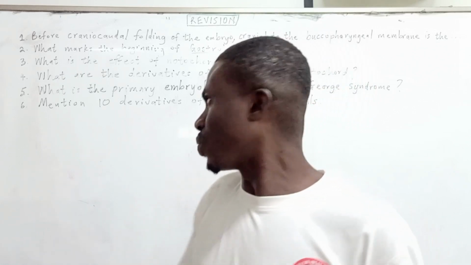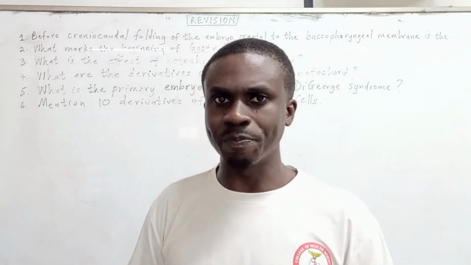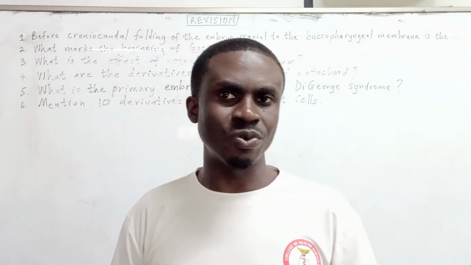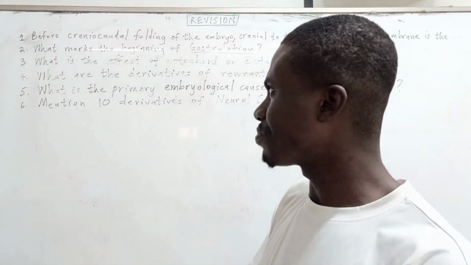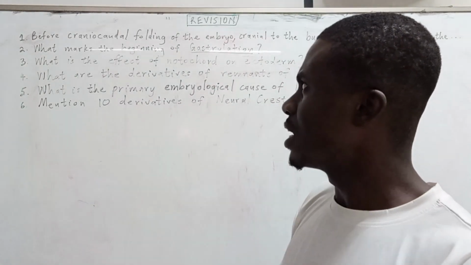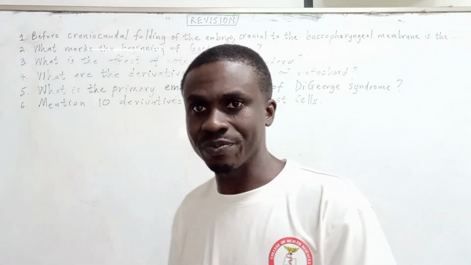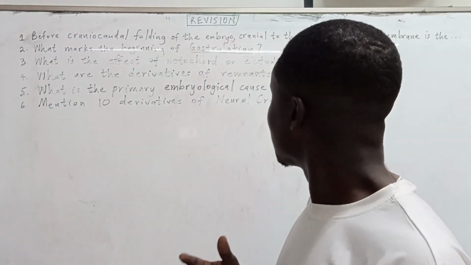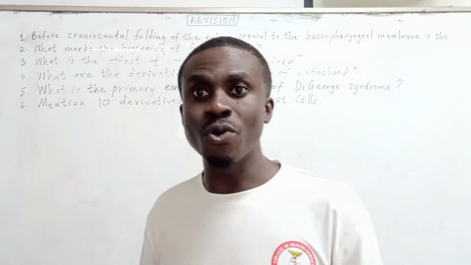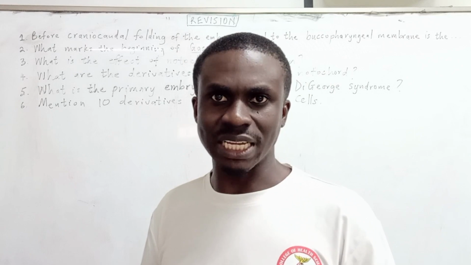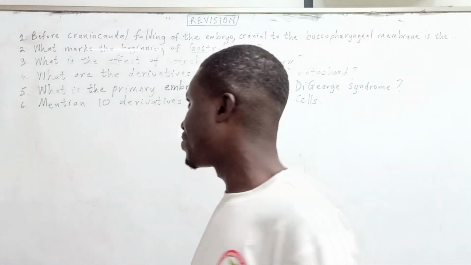I have 6 questions which in a few minutes we are going to deal with. And so, without much ado, let's set the ball rolling. Now, looking at question number 1, the first question says, before craniocaudal folding of the embryo, just cranial to the buccal or the oropharyngeal membrane is what structure? Okay, that is what we want to understand.